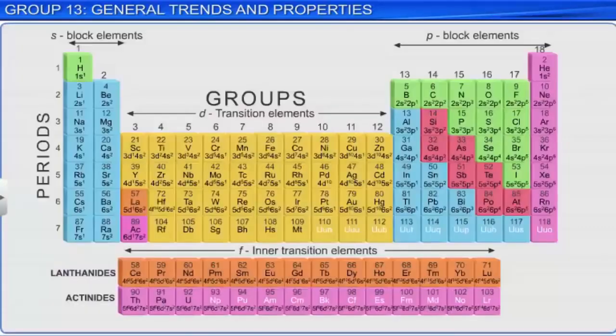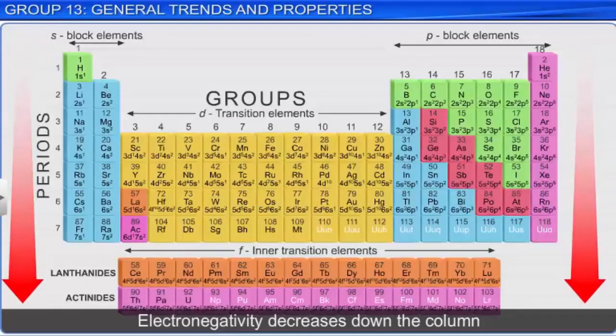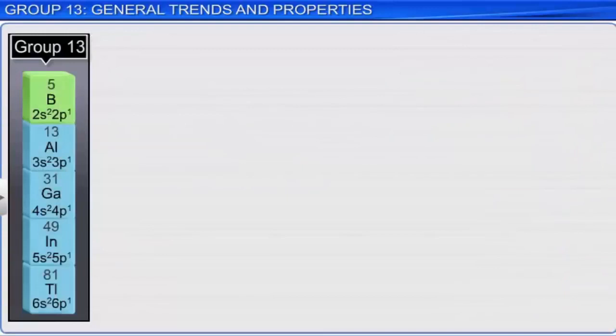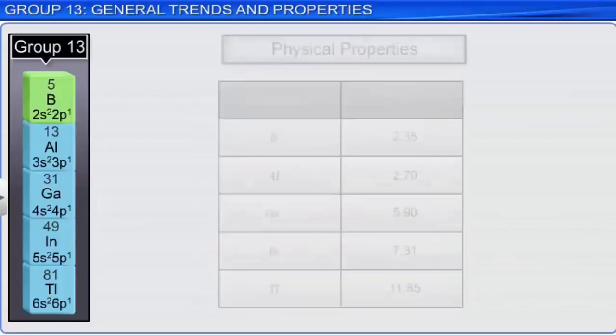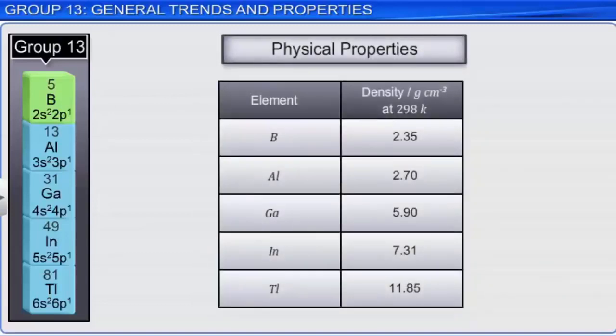In general, electronegativities are expected to decrease down a column. For the group 13 elements, electronegativity decreases from boron to aluminium, then increases slightly down the column. This correlates with the deviations in atomic size observed in this group. The density of the group 13 elements increases down the family.